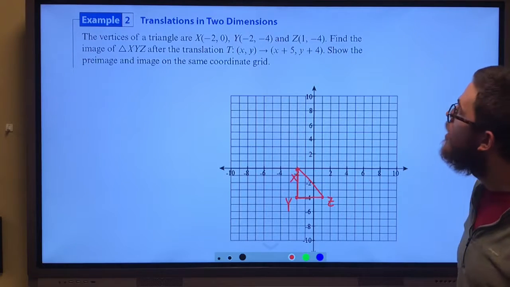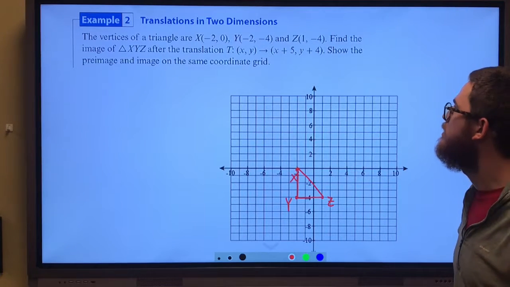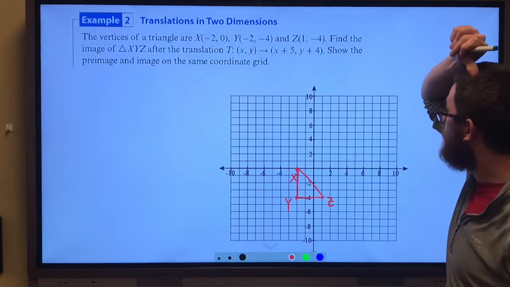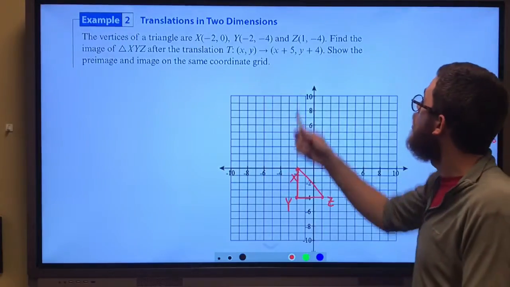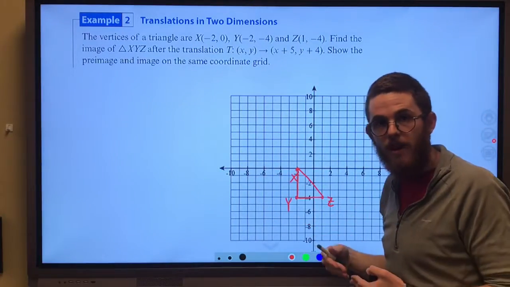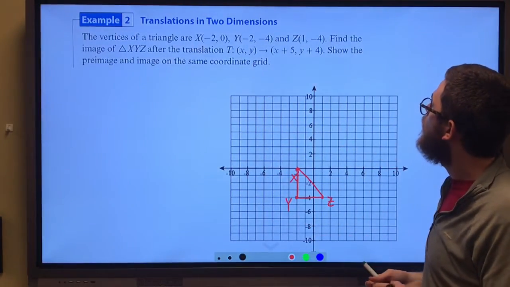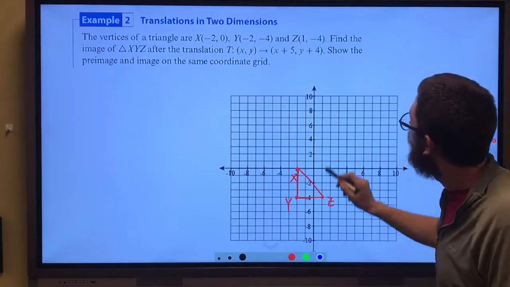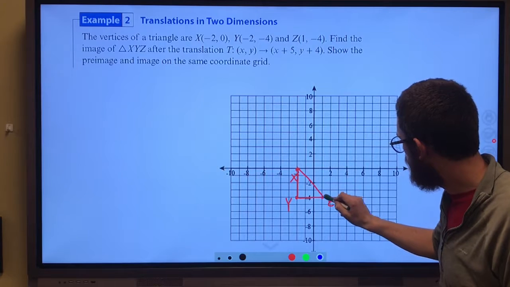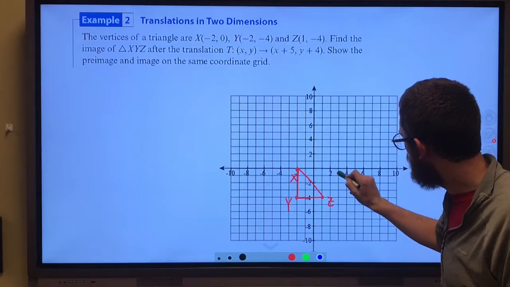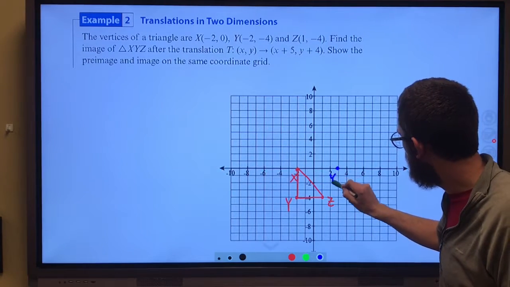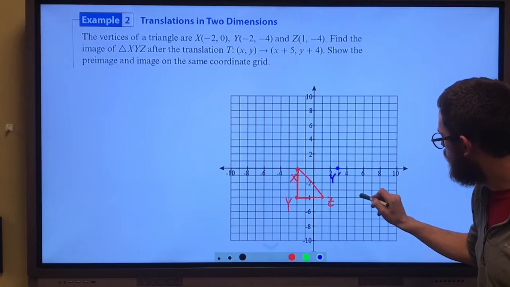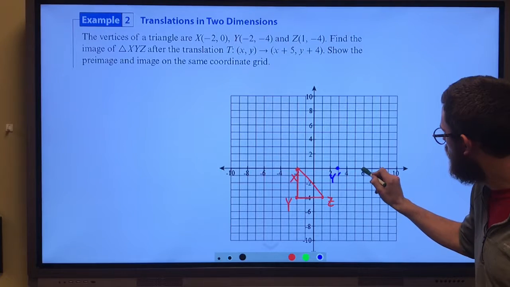There's our triangle. Find the image of x, y, z after the translation. x, y becomes x plus 5, y plus 4, meaning we're going right 5, because that's adding 5 to the x. y plus 4 means we're going up 4. So we're going to the right 5, 1, 2, 3, 4, 5. We're going up 1, 2, 3, 4. There is y prime. Z going to the right 5, 1, 2, 3, 4, 5. Up 1, 2, 3, 4.